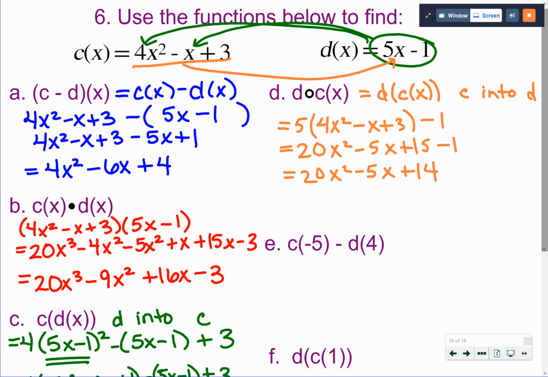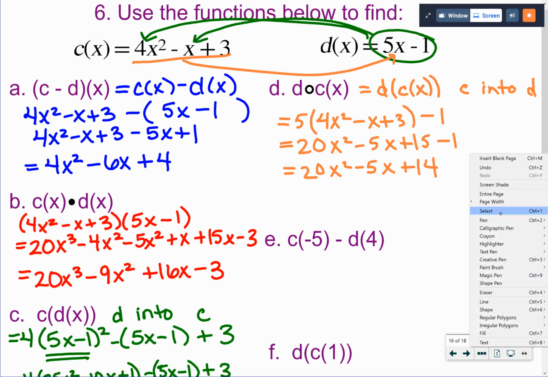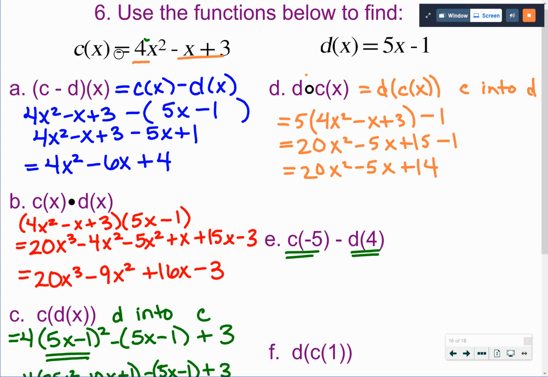All right. Letter E and F then, there's not a variable in the parentheses anymore, there's a number. So these ones we should expect to get a number answer out. The first one is two functions subtracted. So we're going to plug -5 into C, we're going to plug 4 into D, and then we're going to subtract those two answers, whatever we get. And again, you can do this mental math maybe. You can use your calculator if you need to when you're plugging it in. Just be careful with negatives and parentheses and things.